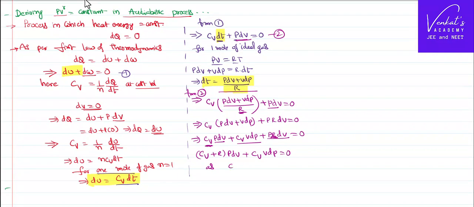But we know the relation Cp minus Cv equals R, which implies Cp equals Cv plus R. So in the place of this Cv plus R, I can write Cp, and thus I will get a fresh equation. In the place of Cv plus R, Cp, and what is remaining is PdV plus Cv VdP equals 0. I got an equation now, and I need to simplify that further.